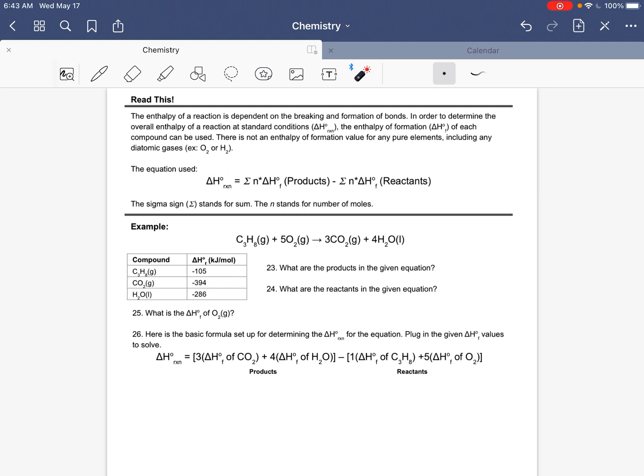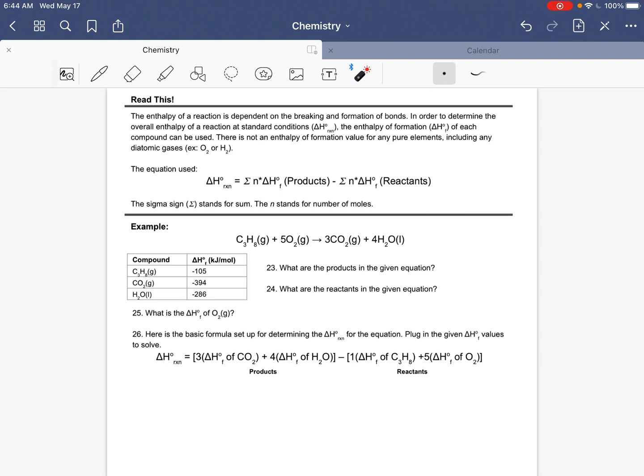We have that the enthalpy of the reaction is equal to the sum, that's what this sigma means, of the enthalpy of formation of the products, and this n here just represents the number of moles of each species on the product side times their enthalpy, minus the sum of the reactants. And again, it's the enthalpy of formation of that species of reactant times the moles from the balanced equation. Okay, so it makes much more sense when you actually do an example.